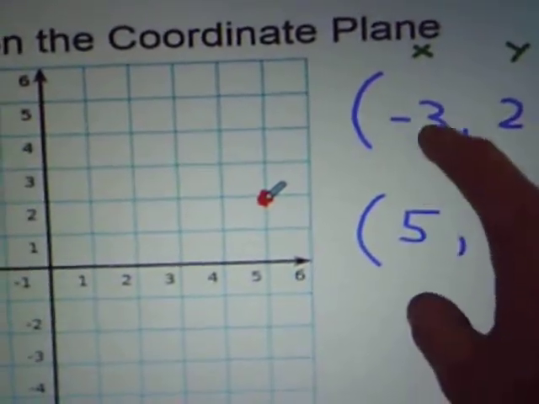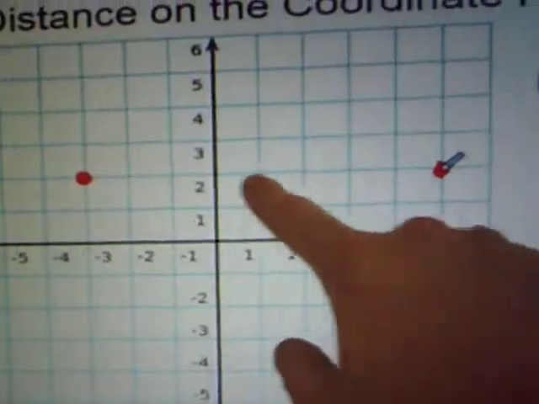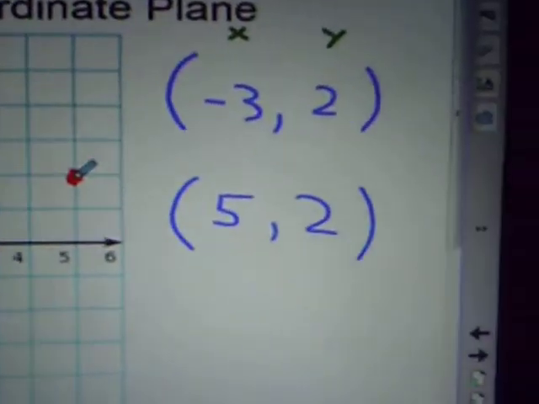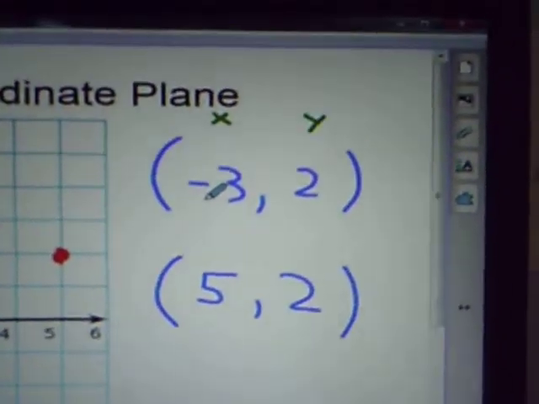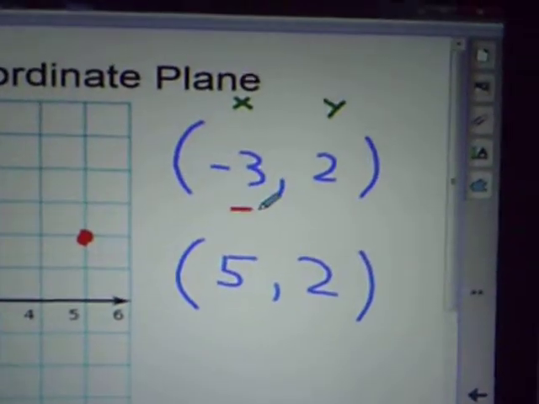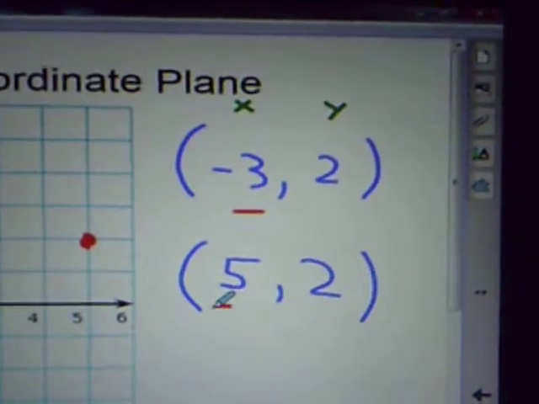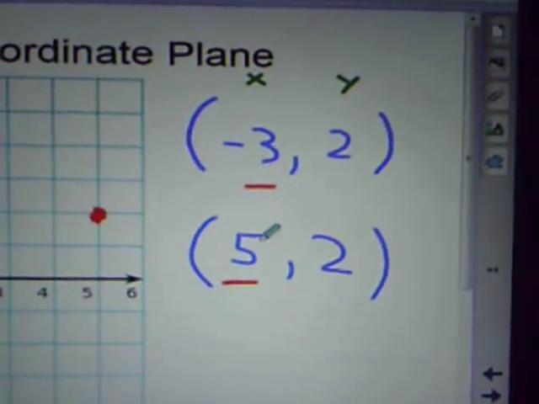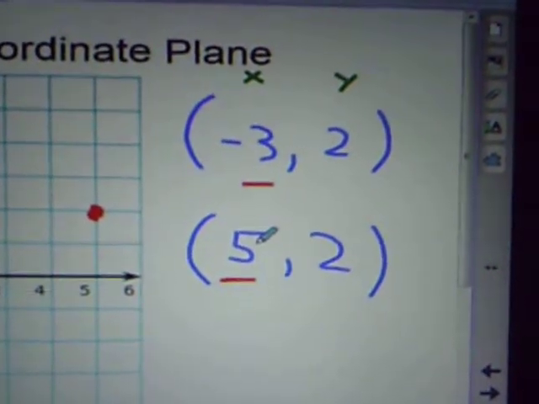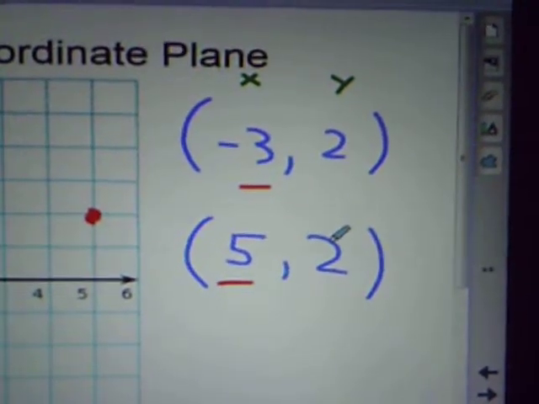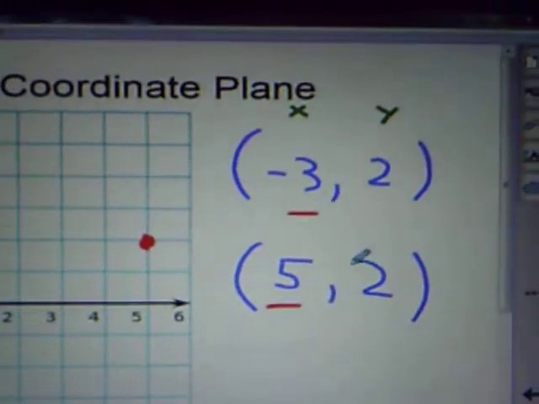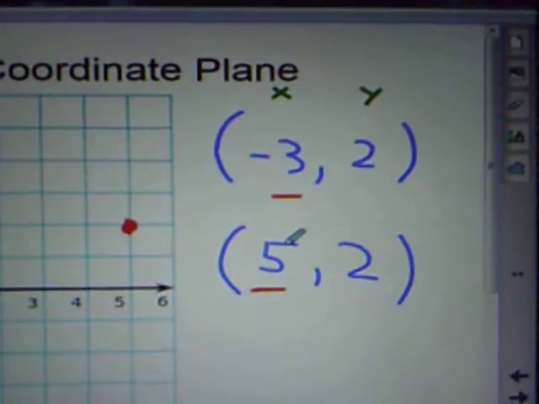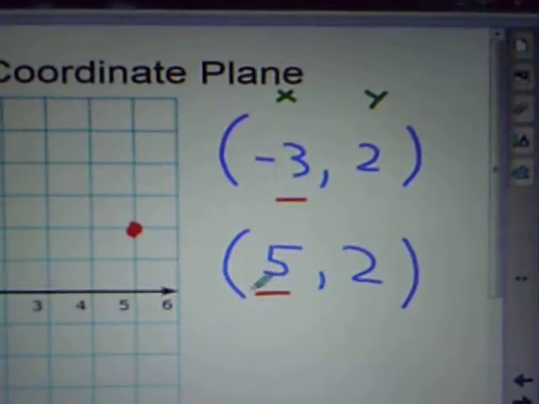Now here's our distance part. How far apart are they? Okay? Here's what we do. First, when we look at our points, we look at the points that are different. And in this case, it's our x coordinates that are different. The y coordinates are both 2. But the x coordinates are different. One's -3 and one's +5.